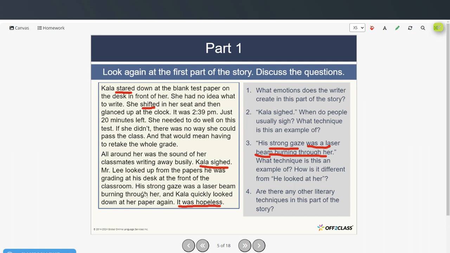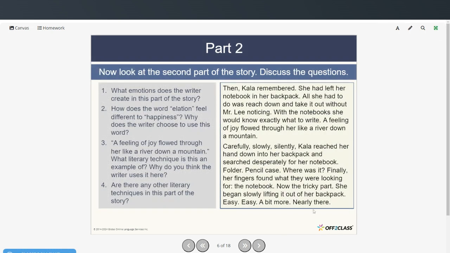So just think about that. I don't see any that are rare, that are obvious, but you might have some thoughts on that. All right, now in the second part of the story, again, you can pause the video and try that on your own, and then restart when you're ready to see the answers to the questions.